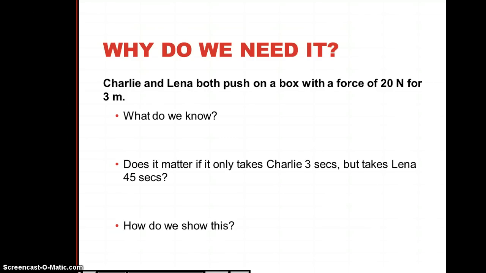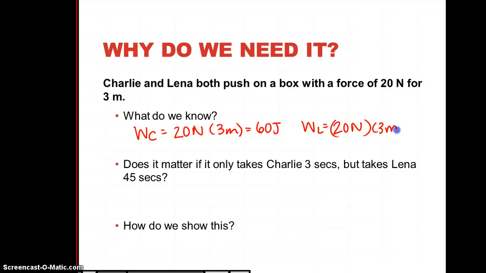Let's pretend we have Charlie and Lena, and both of them are going to push on a box with a force of 20 newtons for 3 meters. Using this information, we're going to be able to figure out how much work they do. Okay, so the work Charlie does is 20 newtons for 3 meters, which would equal 60 joules. And then we take a look, and the work Lena does would be the same because she's applying the same force for the same distance.